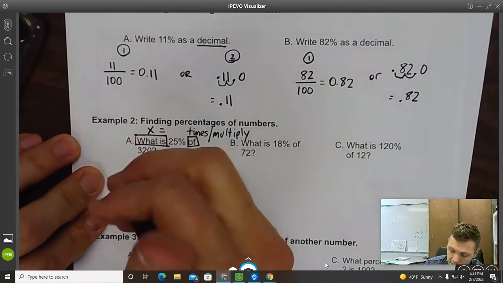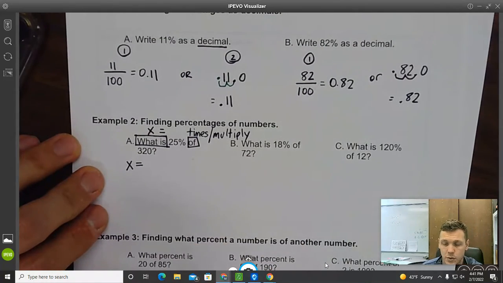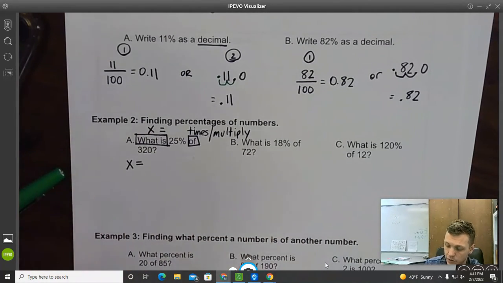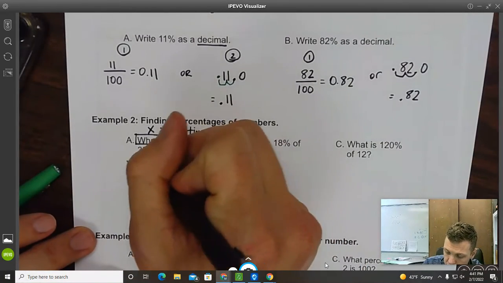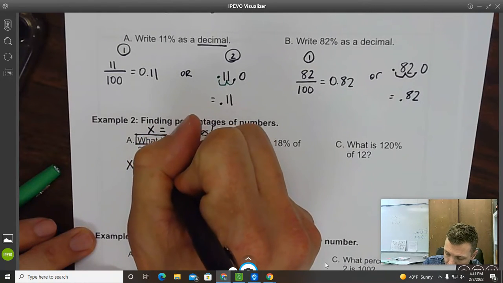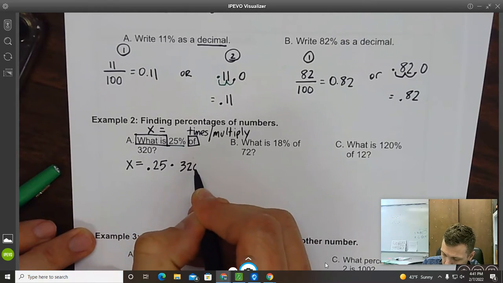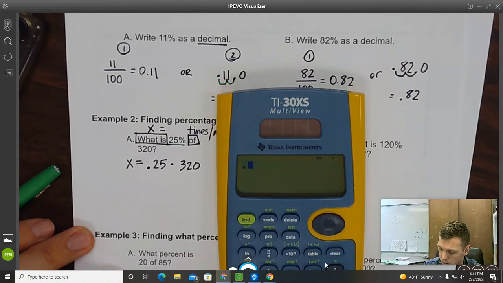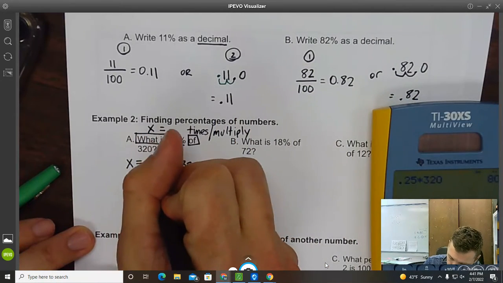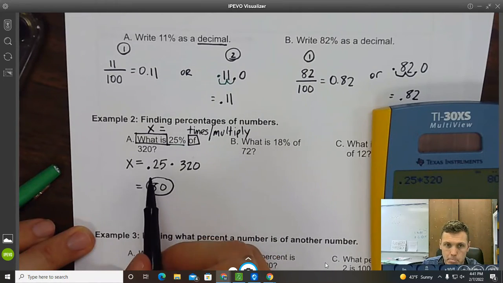When we write this, I'm going to say x equals 25%. When we put this down here, we have to put it in as a decimal. So instead of 25, I'm going to put 0.25 times 320. Then I'm going to put this into the calculator, and the answer is 80. So 25% of 320 is 80.